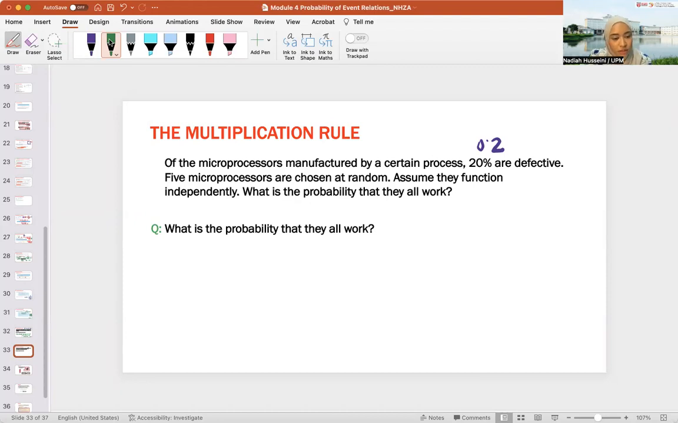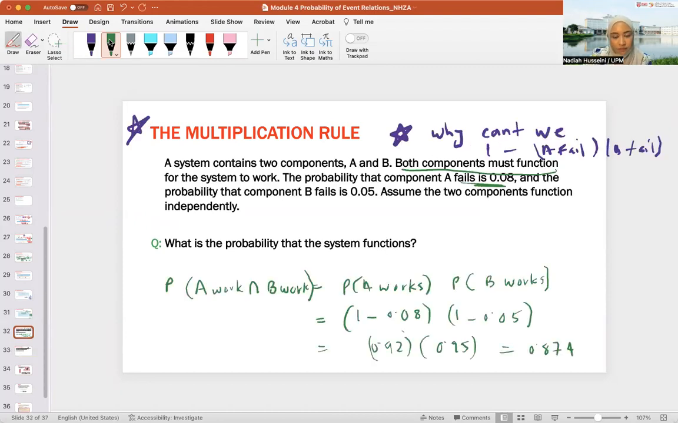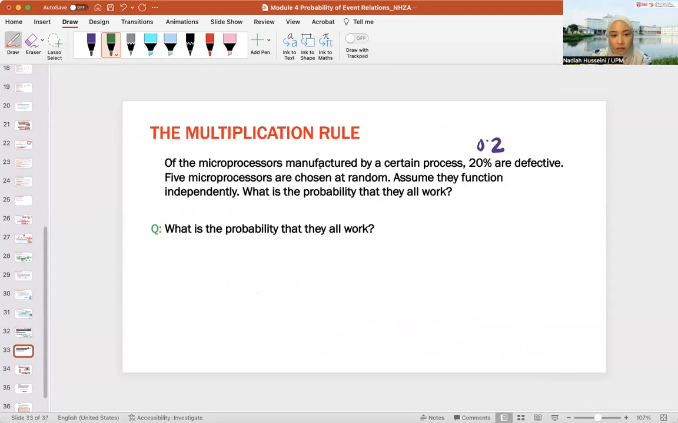So it's the same approach as the previous one. The previous one was 1 minus 0.08, right? Which means that you are finding the complement of it failing, which means that you're finding when it works. And of course, the same thing over here. But here, the 5 microprocessors all have the same probability of being defective, 0.2.